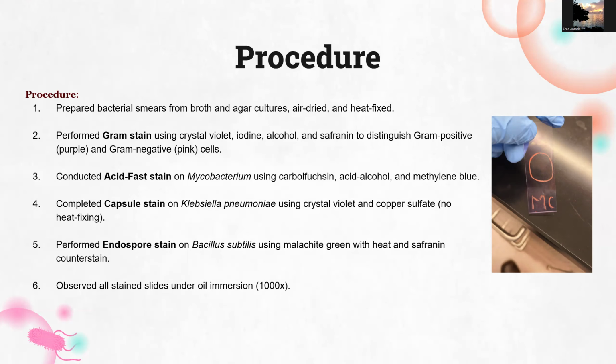Biggest thing from this one is no heat fixing. If you heat fix a capsule stain, there's a possibility of causing the capsule to burst, and you no longer have an intact capsule and you can't see it. And for endospore stain, we use malachite green with heat and a safranin counterstain.